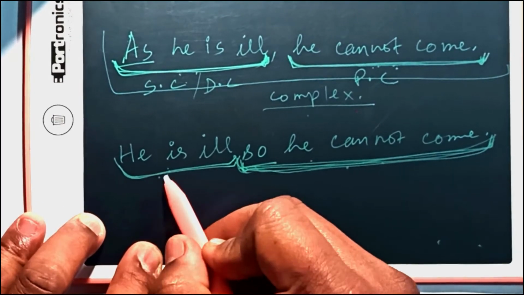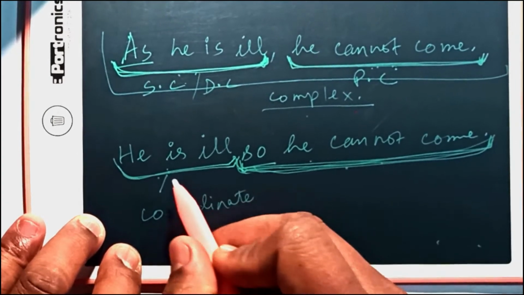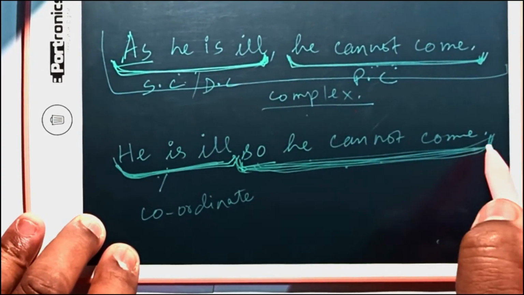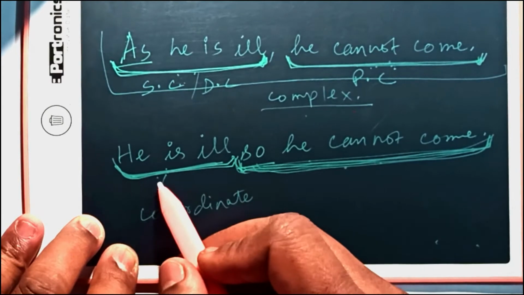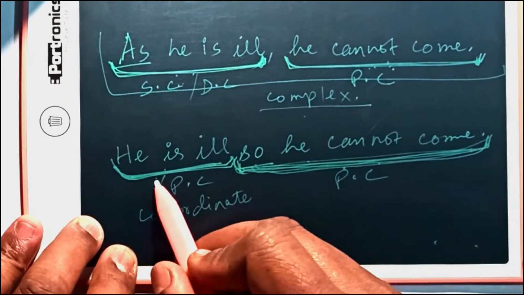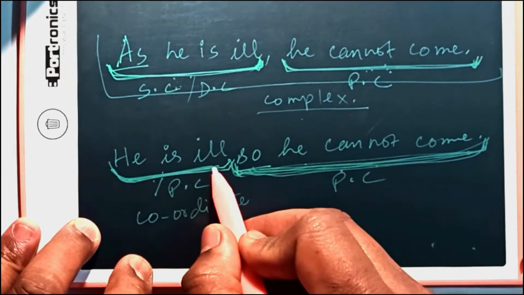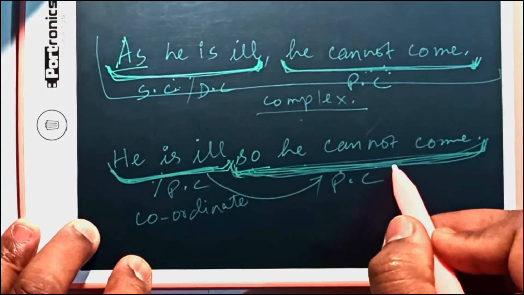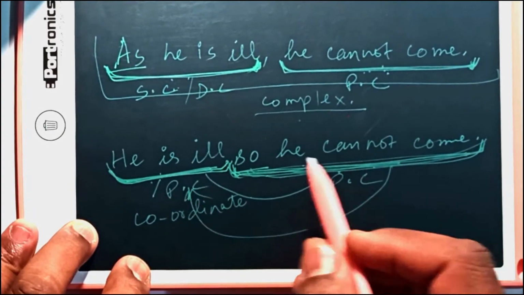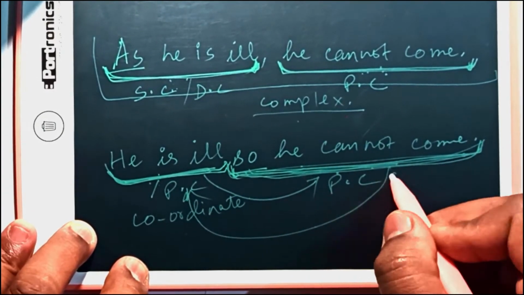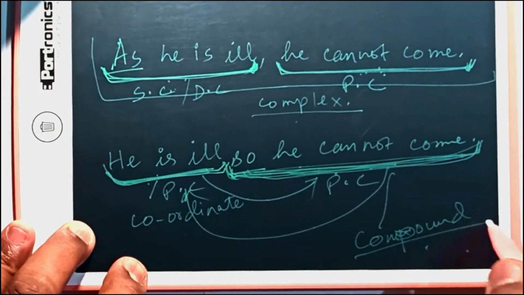Therefore, this is called coordinate, because this and this sentence are equal to each other. Here it is subordinate, here it is principal, but in this case both are principal clauses, meaning they are of the same quality. So we call them coordinate. This is the coordinate of this, or this is the coordinate of this. Alright, so these two principal clauses come together to form a compound sentence.